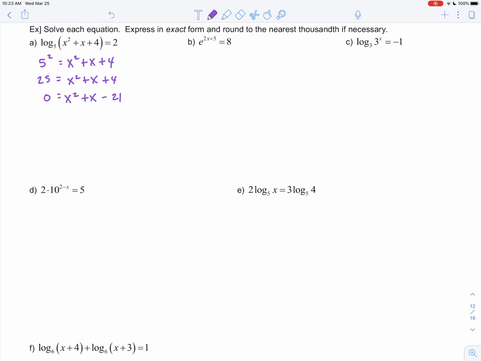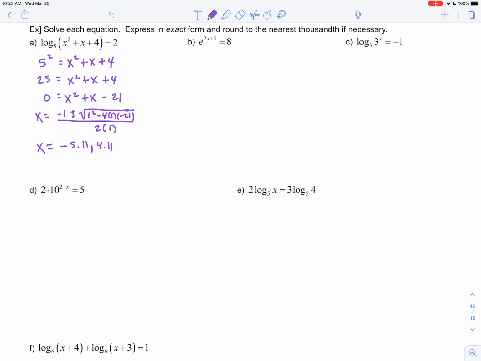And looking at this, it doesn't look like it's factorable. We can go ahead and use the quadratic formula. So let's do that. x equals -1 plus or minus the square root of 1 squared minus 4 times 1 times -21, over 2 times 1. I put this in my calculator to get an approximation, and it's approximately equal to -5.11 and positive 4.11.